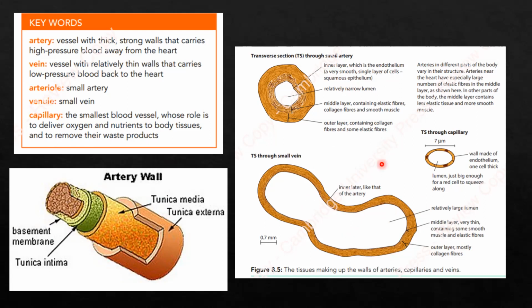The last one is the capillary. Capillary's job is just to provide everything that we have to the organs, which is why it is literally one cell thick. If you can see, it's made up of 3 cells to form into a circular capillary. And each, what does one cell thick mean?